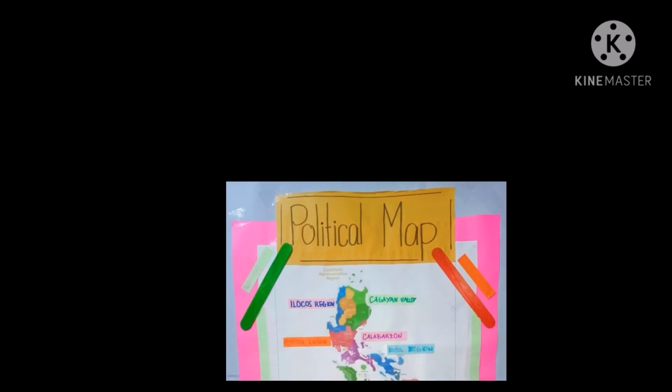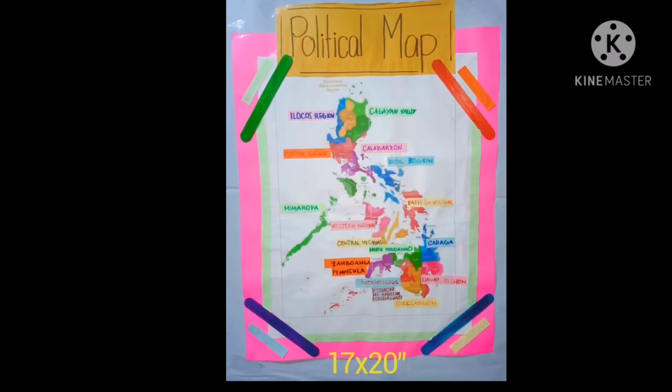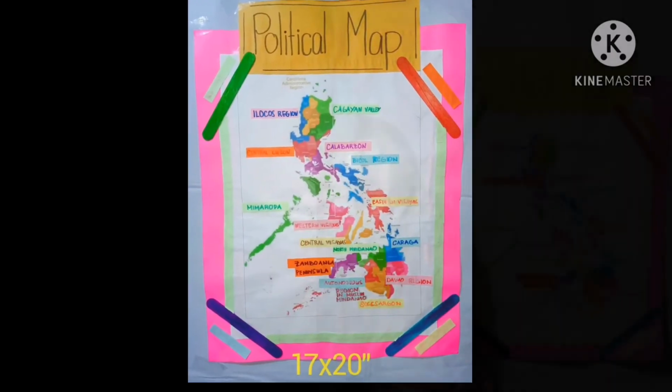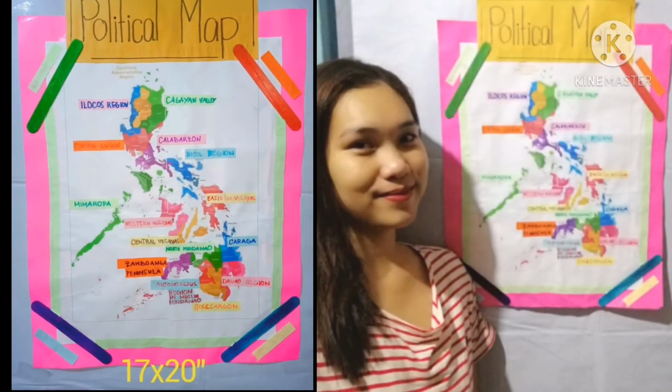Next is map. This visual symbol shows the political map of our beloved country, the Philippines. It represents countries, states, and towns. Often they are printed in different colors so we can see them better. This map shows names and boundaries.